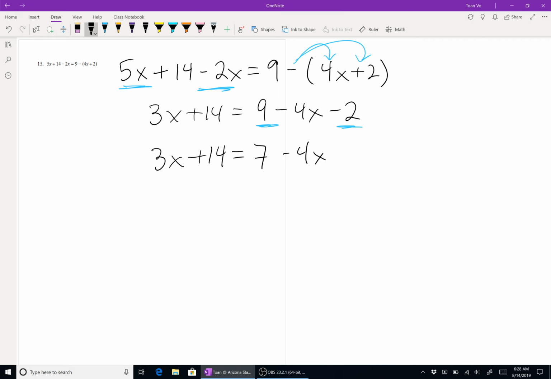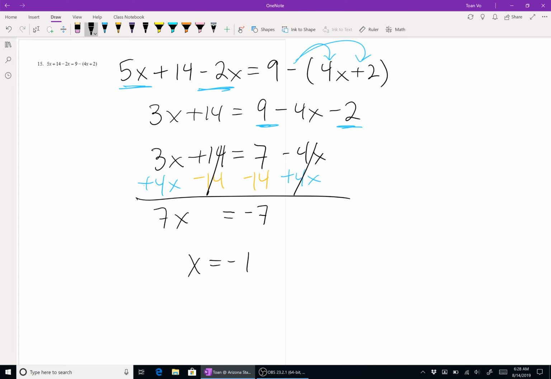And then this is a variables on both sides situation. Move all the variables on one side, move all the non-variables to the other. Hopefully we can do this in 2 steps in one. I'm going to go ahead and add 4x to both sides, but at the same time, let's subtract the 14. This gives us a 7x. These guys are gone. Equals -7. These guys are gone. And then to solve for x, you divide out a 7. Gives us a -1.